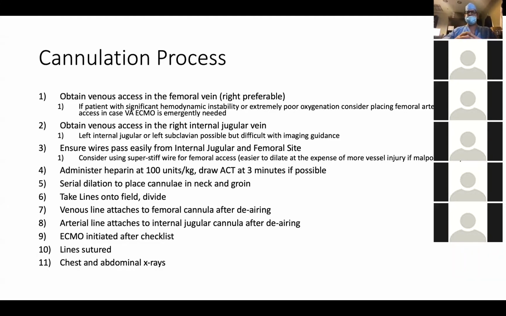It's usually easier to attach the femoral cannula, and so we use that first, because the IJ cannula usually takes a little more, two people to hold it because it kinks. We're going to have a checklist to initiate ECMO. We'll secure the lines, initiate ECMO at slow flow rates, and go up from there. And then once everything's stable, we'll get chest and abdominal x-rays to confirm cannula position.